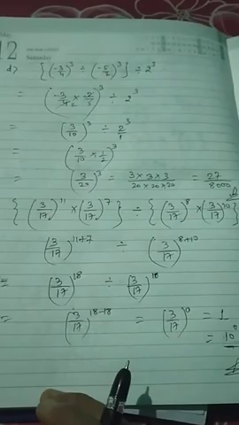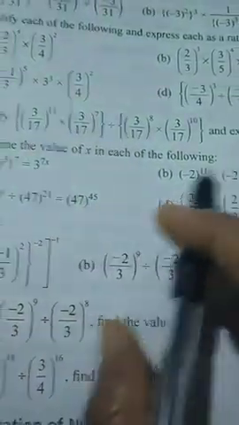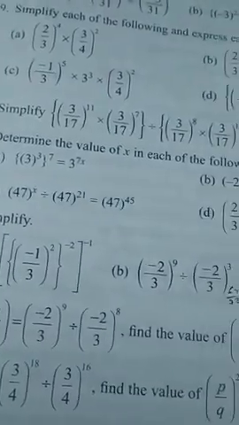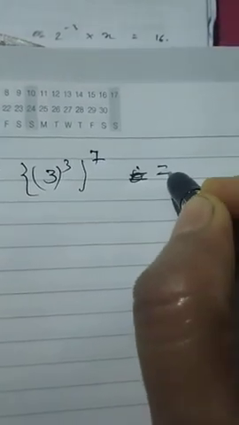Got it? Now question number 11. Determine the value of x in each of the following. Means here you have to find out the value of x. Now see how to find out the value of x. Question number 11, part a: 3 cubed, curly bracket 7, is equal to 3 to the power 7x.